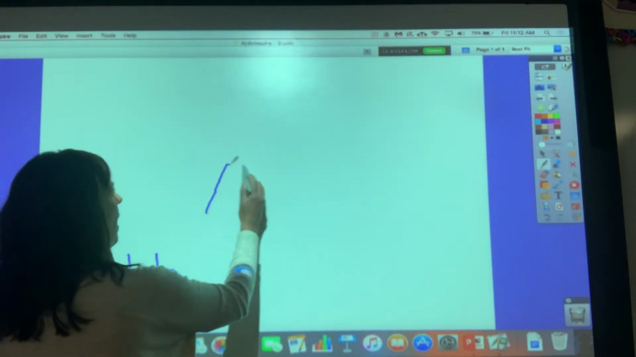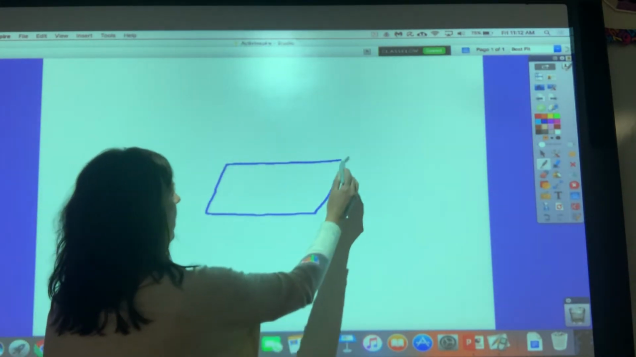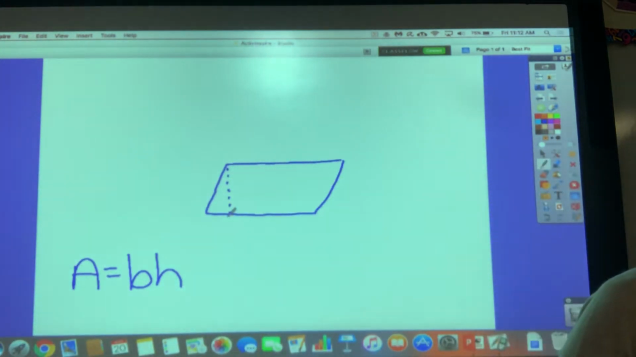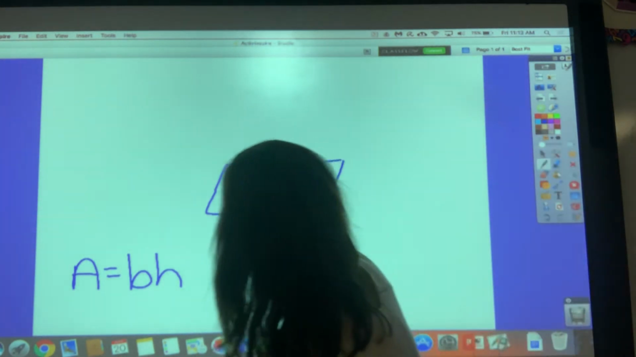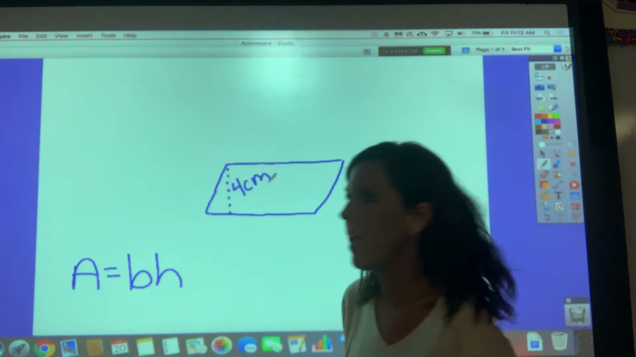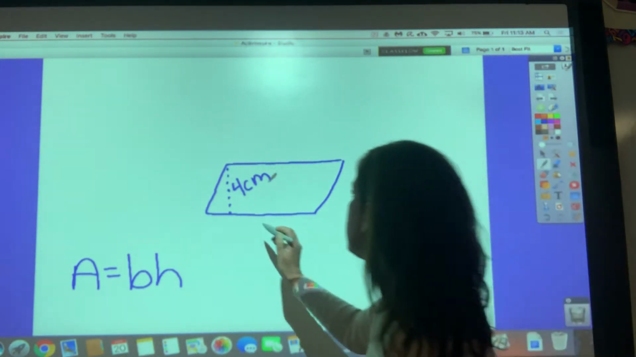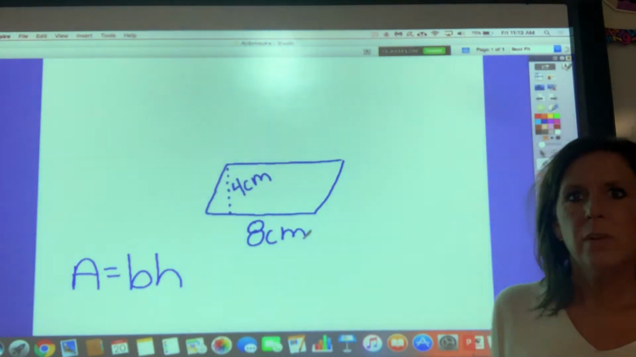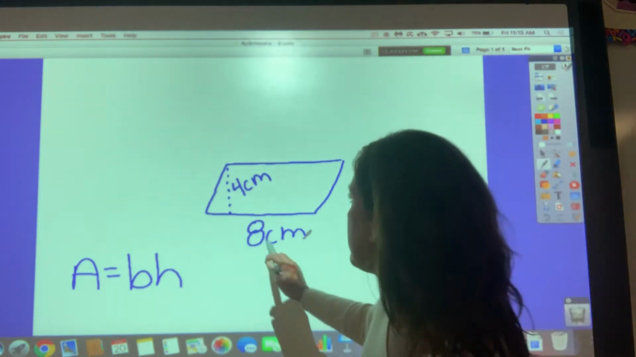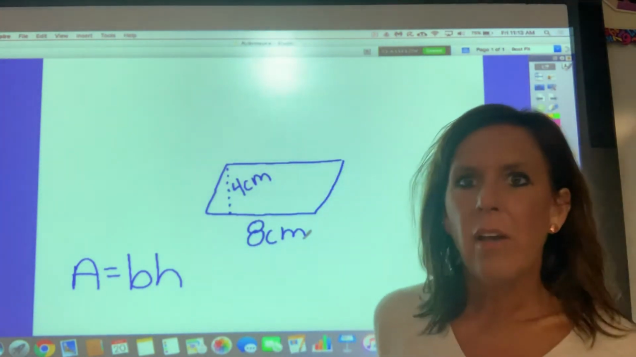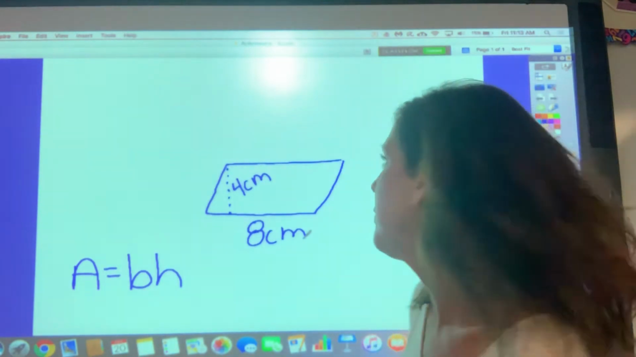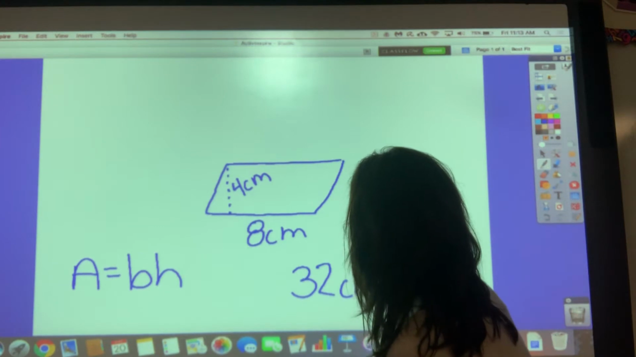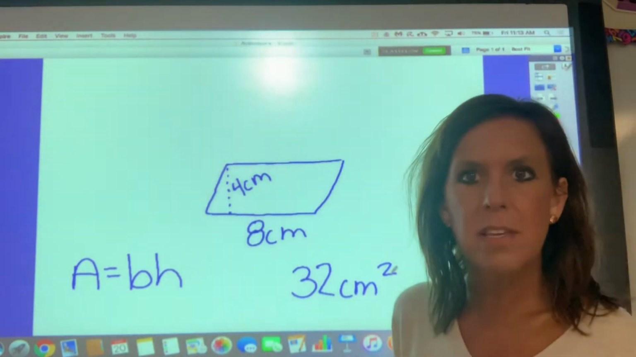So area equals base times height. Let's say that we have a parallelogram, and again, our height is going to be right here. So we have a parallelogram, and this is going to be 4 centimeters, and this is going to be 8 centimeters. Again, super easy to find the area of a parallelogram. You just take the base and multiply it by the height. We know that 8 times 4 is 32. And since it's area, we're going to have 32 centimeters squared for the area of this parallelogram.